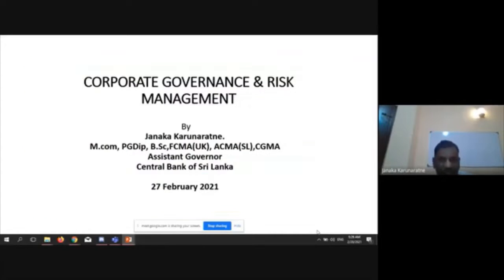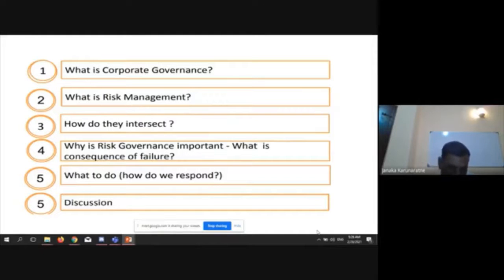The last topic for this program is corporate governance and risk management. Today we focus on how the two link to each other: the importance of corporate governance in terms of risk management. We will look at what corporate governance is, what risk management is, the relationship between the two, why risk governance is important, what the consequences of failure are, and what things need to be put in place to ensure a proper risk culture or risk governance framework.